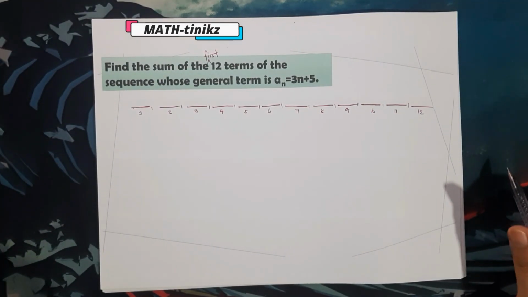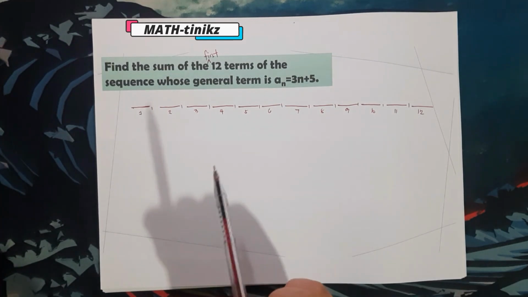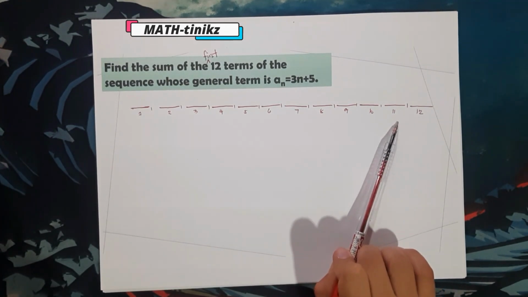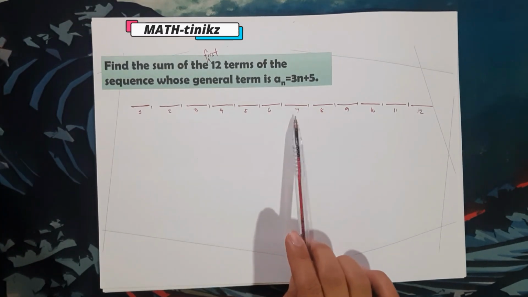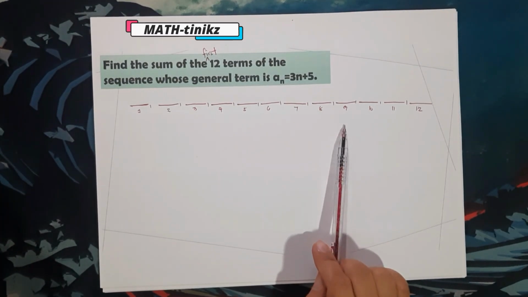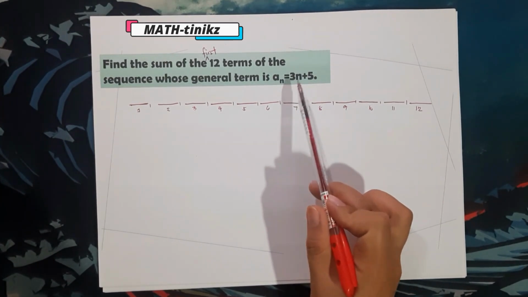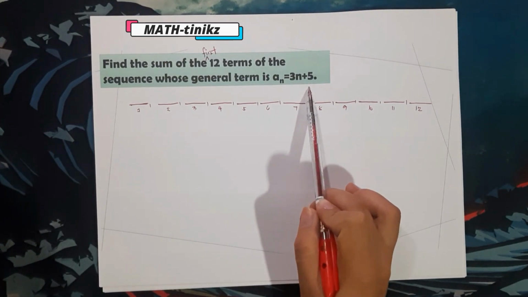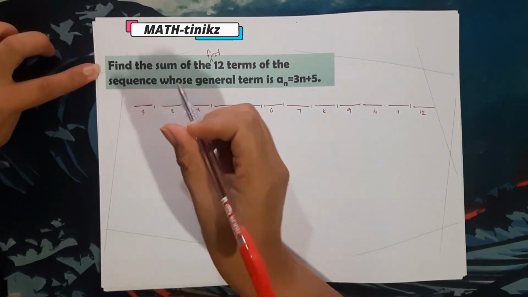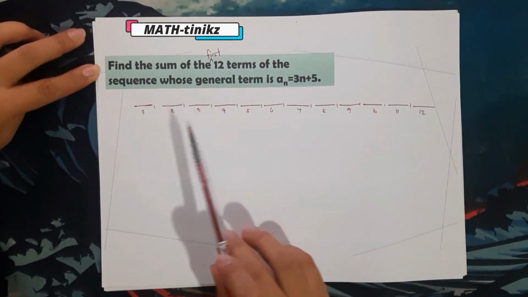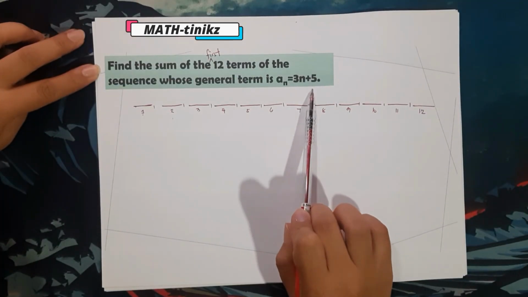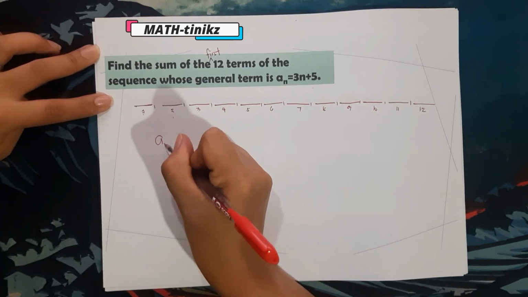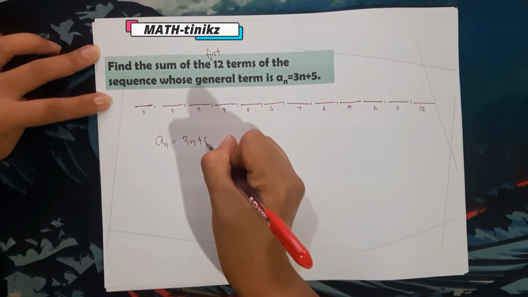Problem number 3. Find the sum of the first 12 terms of the sequence whose general term is 3n plus 5. Now, we are going to find the sum of the first 12 terms. Since we do not know the terms here, we will use the general term 3n plus 5. We only need to get the first term and the second term. How do we get the first and second using 3n plus 5? So, a sub n is equal to 3n plus 5.